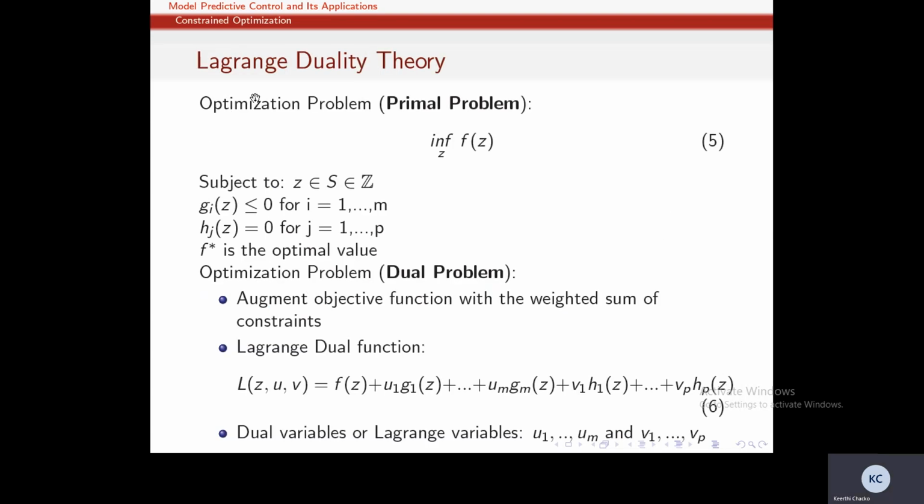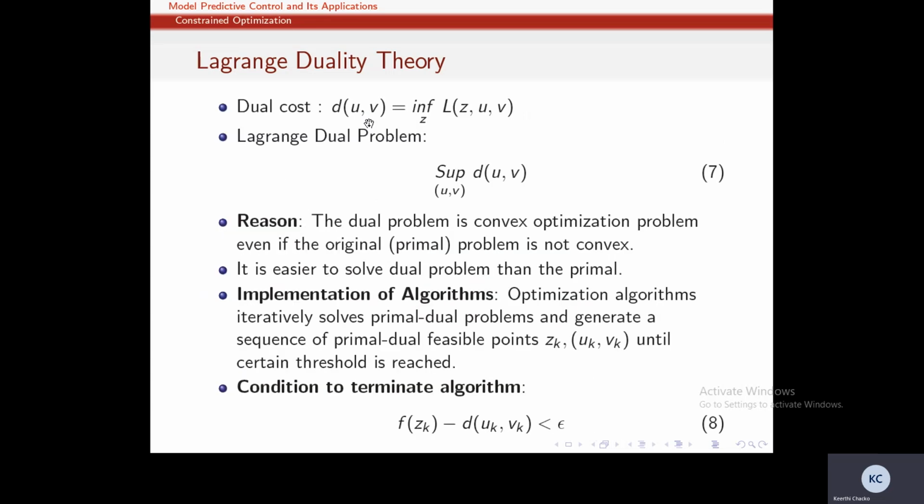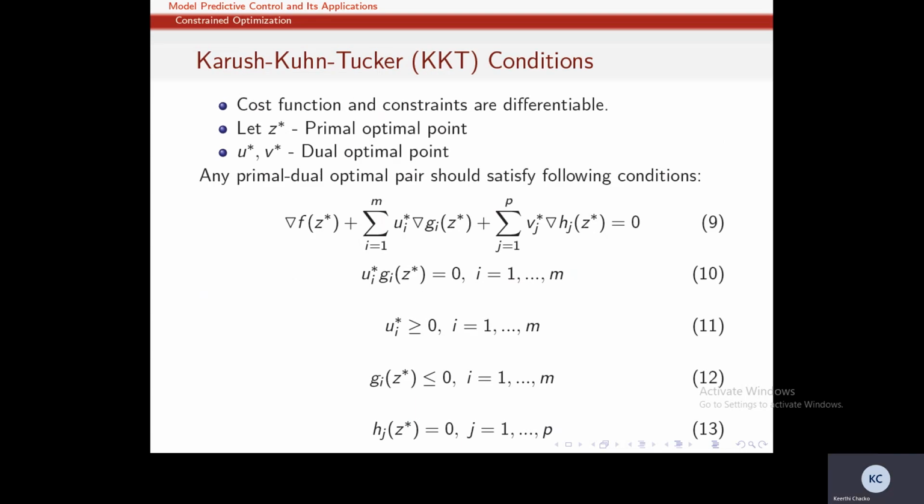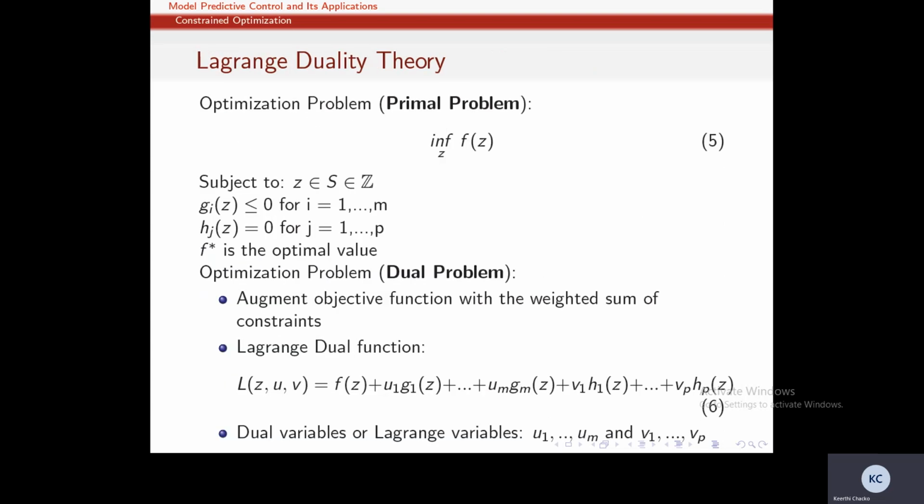So, Lagrange duality theory. These are the concepts we will be seeing: both Lagrange duality theory and Karush-Kuhn-Tucker conditions. These are the conditions that need to be satisfied for a constrained optimization problem to be minimum. So we will see what a primal problem is.